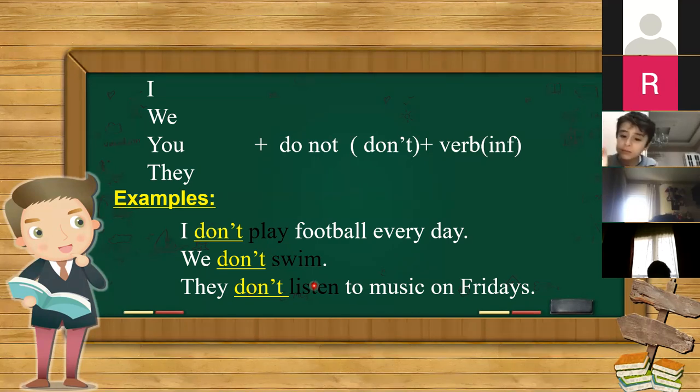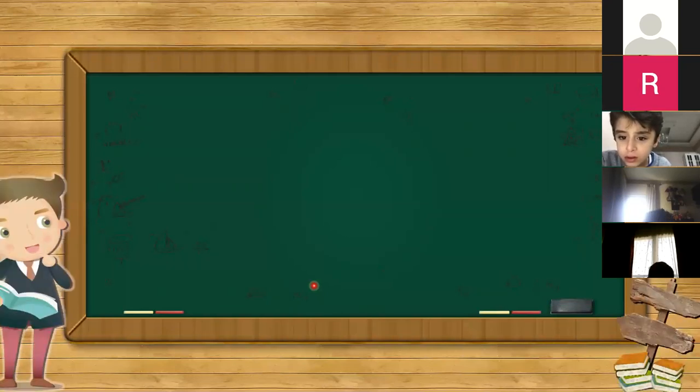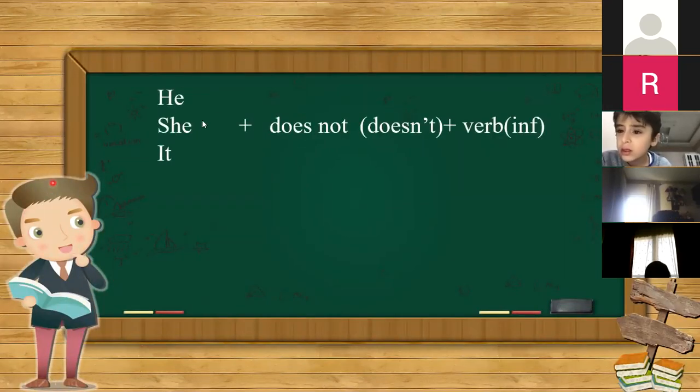Okay, let's move to group number 2. Here we have he, she, and it. Excellent, Noor. After he, she, and it comes does not. Excellent, Yahya. Does not, which is doesn't. The short form is doesn't. We say he doesn't, she doesn't, it doesn't. Again, after doesn't comes the verb. Yes, excellent, Yahya. After doesn't comes the verb.